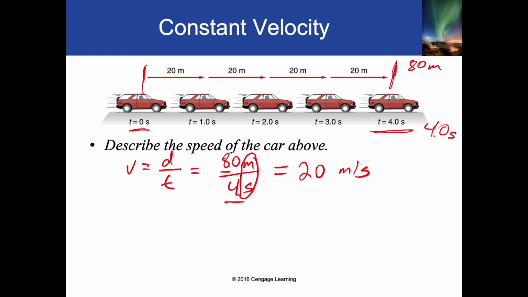But then you also need to add a direction to actually make it a velocity. And I'm going to guess that this way, going towards that direction, that car is going east. So we're describing this vehicle going at 20 meters per second towards the east. Make sense?